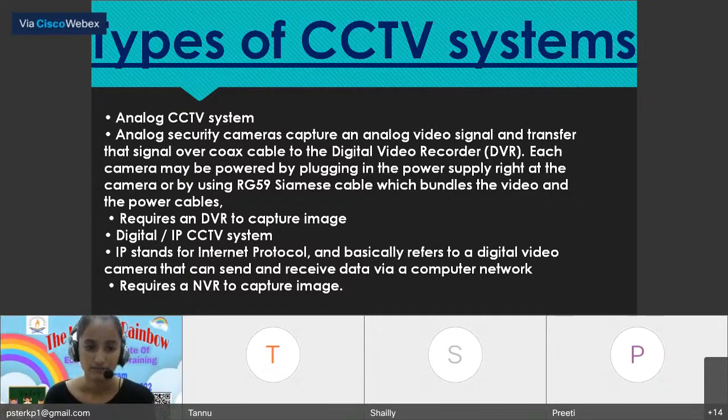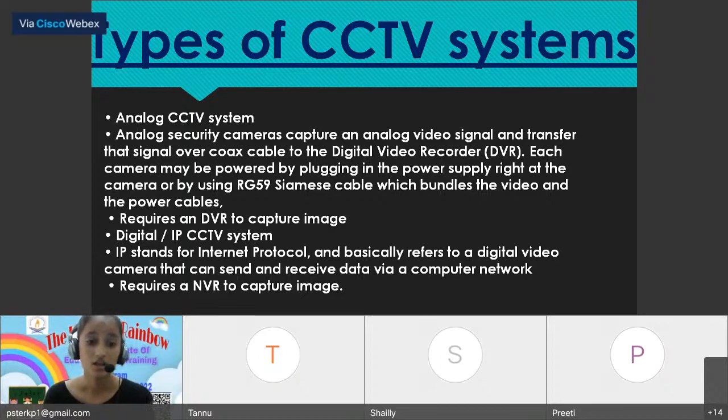Analog CCTV system. Analog security cameras capture an analog video signal and transfer that signal over coax cable to the digital video recorder or DVR. Each camera may be powered by plugging in the power supply right at the camera or by using RG59 Siamese cable, which bundles the video and the power cables. It requires a DVR to capture image.